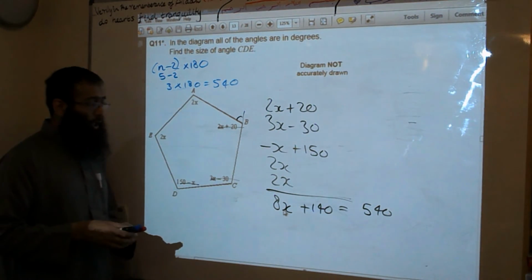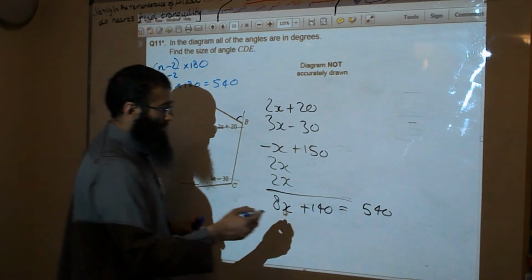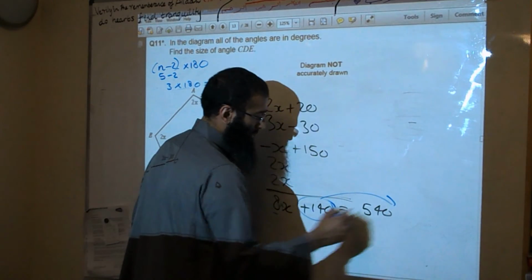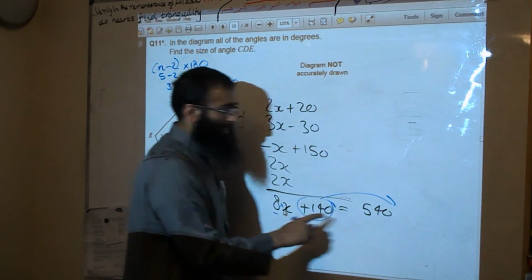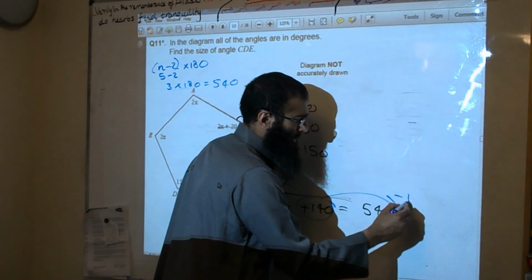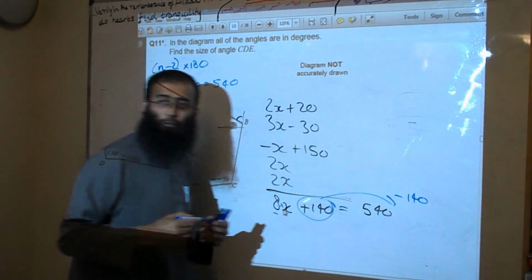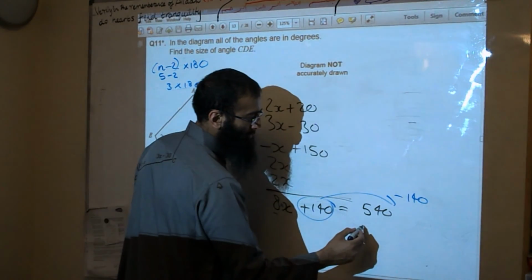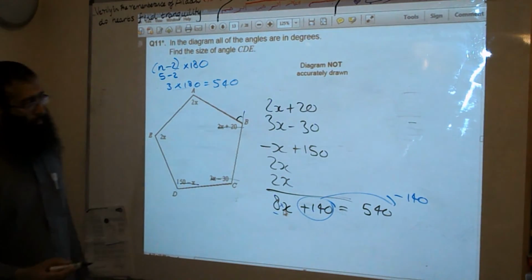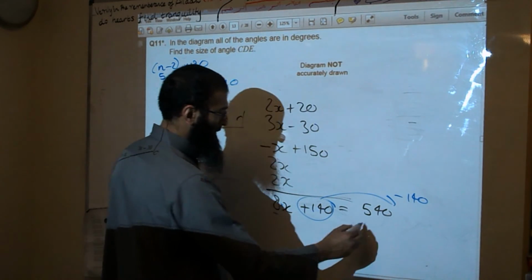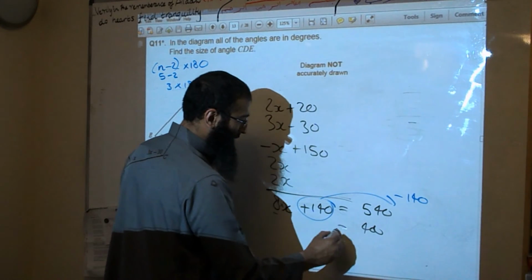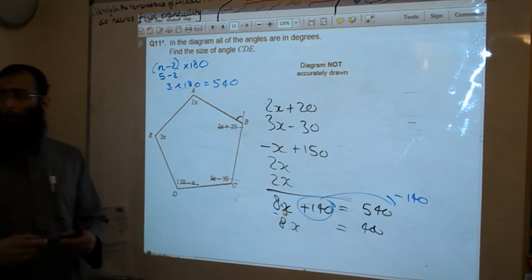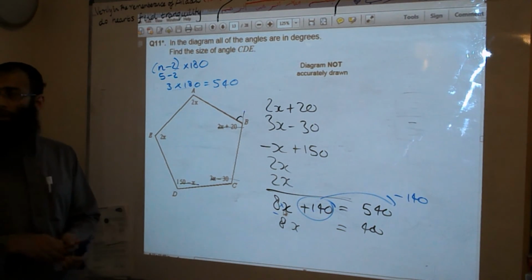Now we need to work out the value of x. So minus 140, the opposite of plus 140. 540 minus 140 is 400. So 8x is equal to 400. So the opposite of times by 8 is divided by 8.